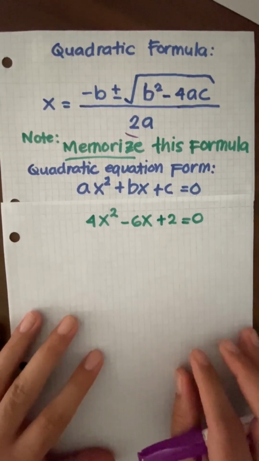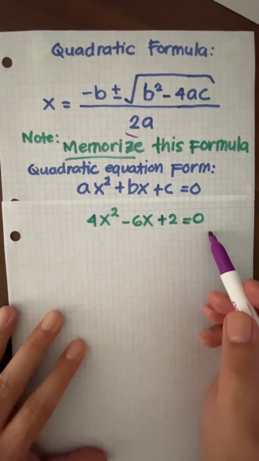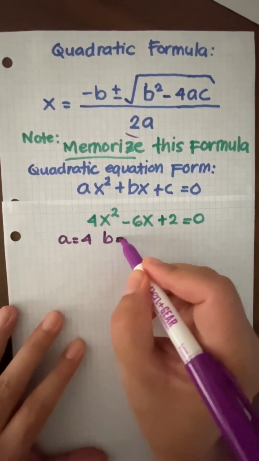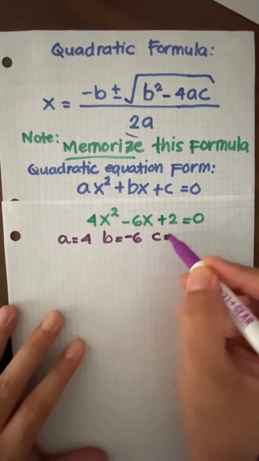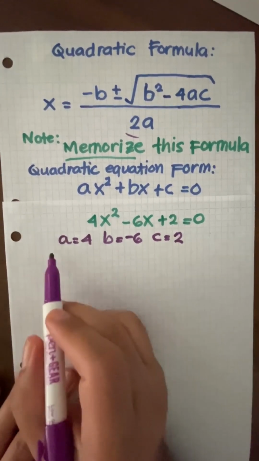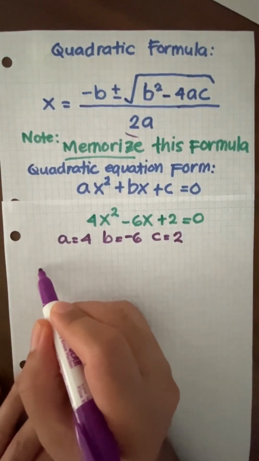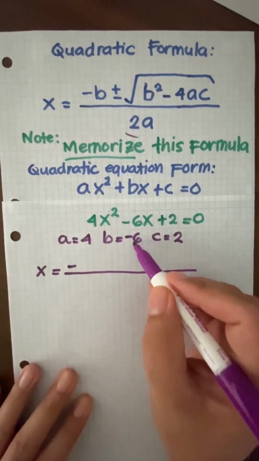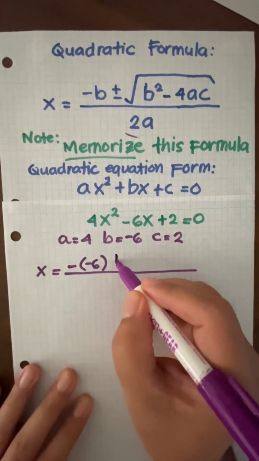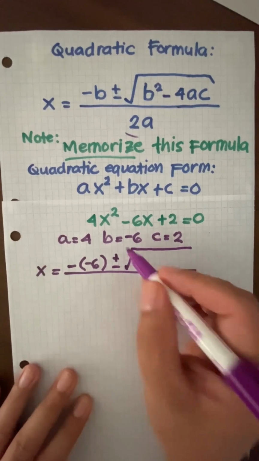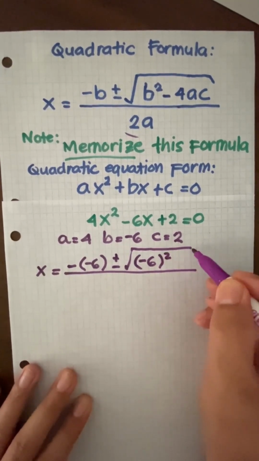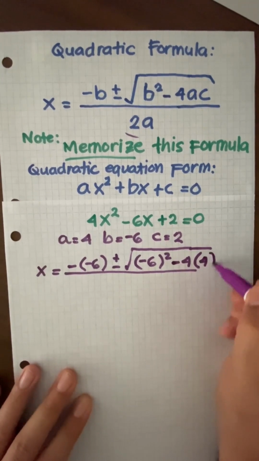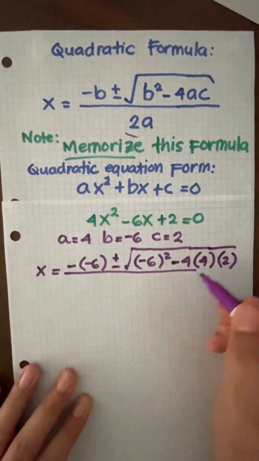Let us try this problem. Is this a quadratic equation? If we compare this equation with the quadratic equation form above, we can say that this is indeed a quadratic equation. Coefficient A is 4, coefficient B is -6, and C is +2. Put these coefficients into the quadratic formula so we could solve the roots. Be extra careful not to miss the negative or positive signs of the coefficients.